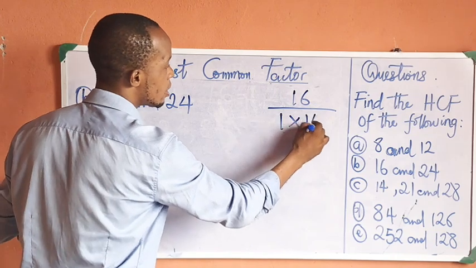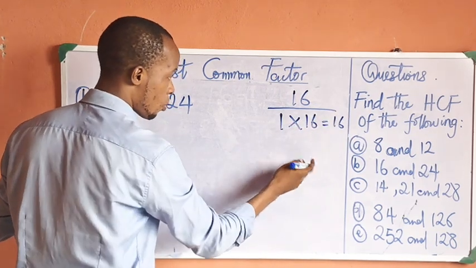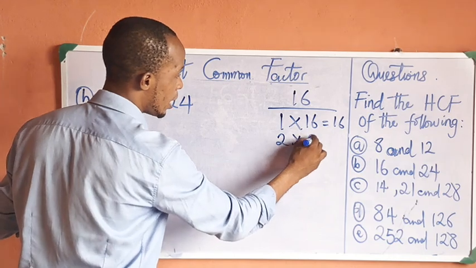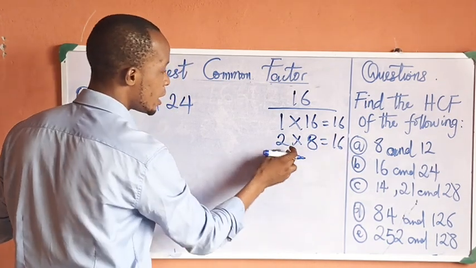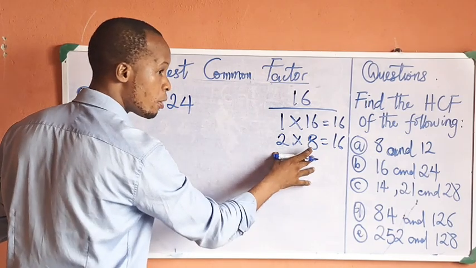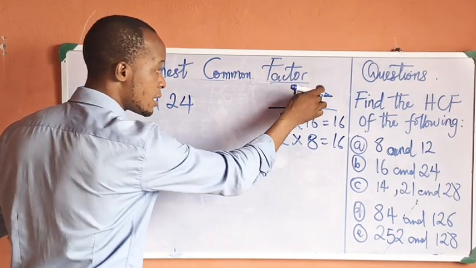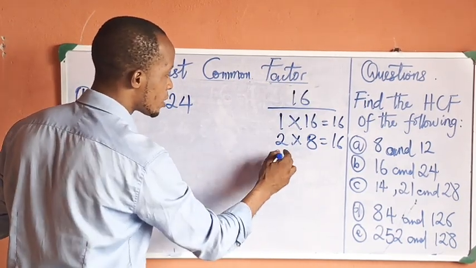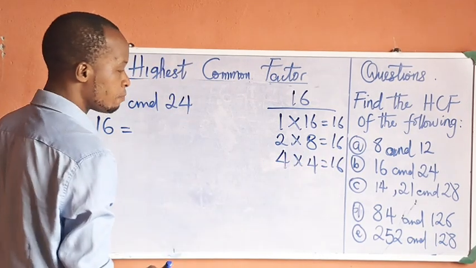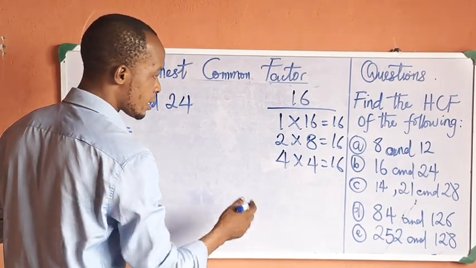1 times 16 will give me 16, of course. In the 2 multiplication table, 2 times 8 will give me 16. In the 3 multiplication table, you won't find a couple of numbers that can be multiplied to get 16. In the 4 multiplication table, 4 times 4 will give us 16. You can see that. And I think that will be all.